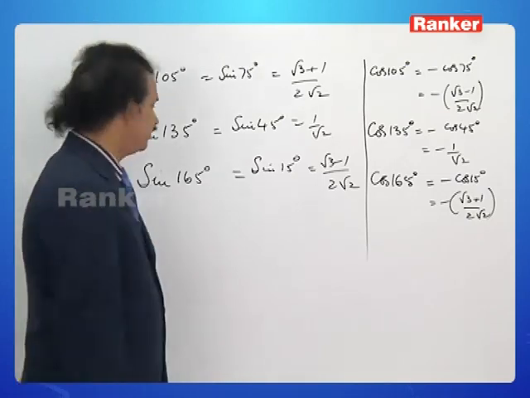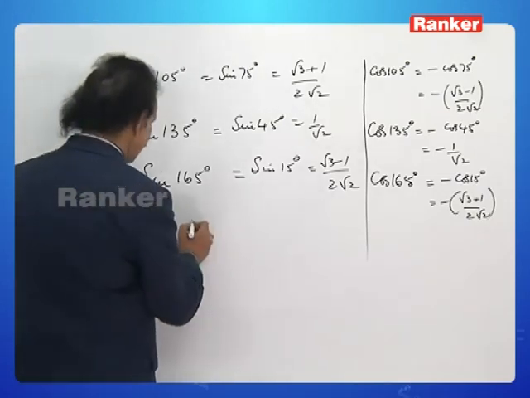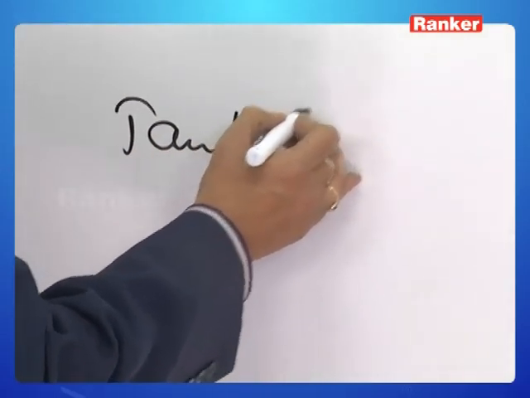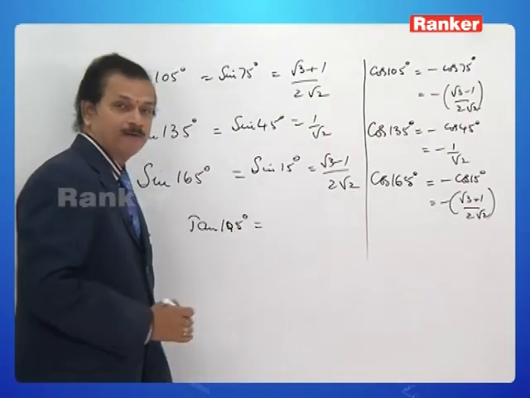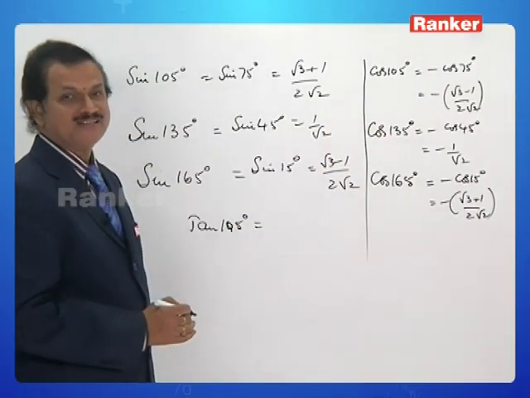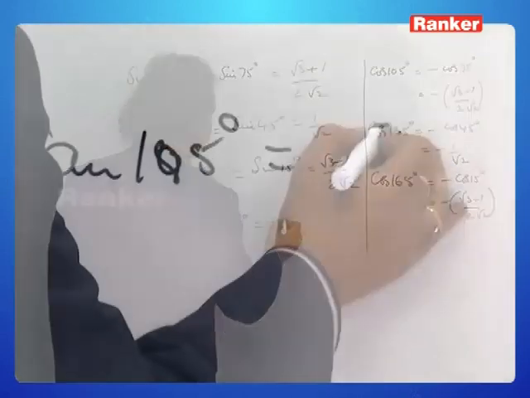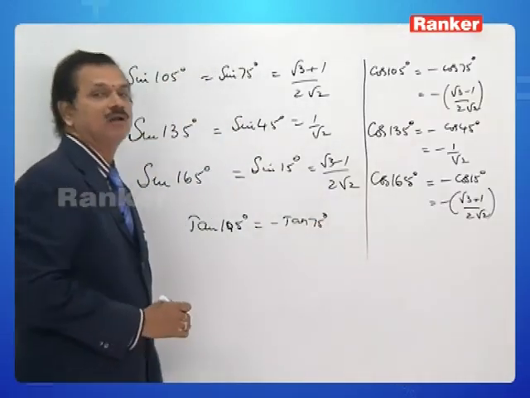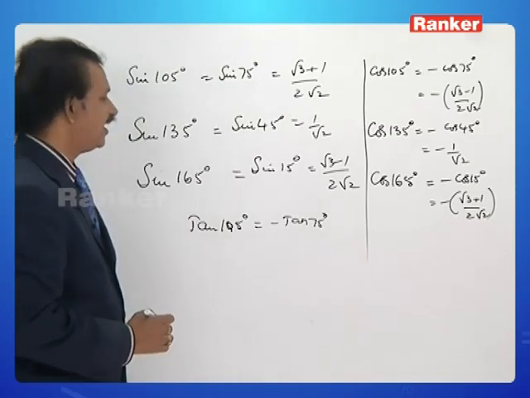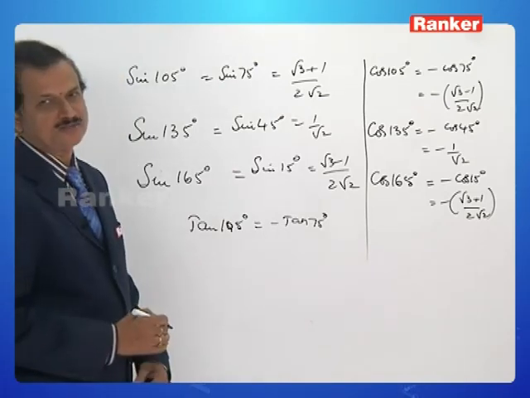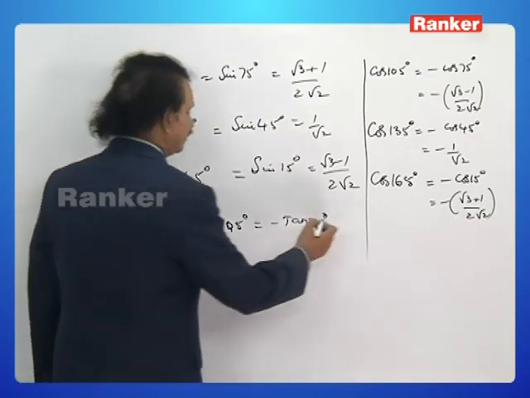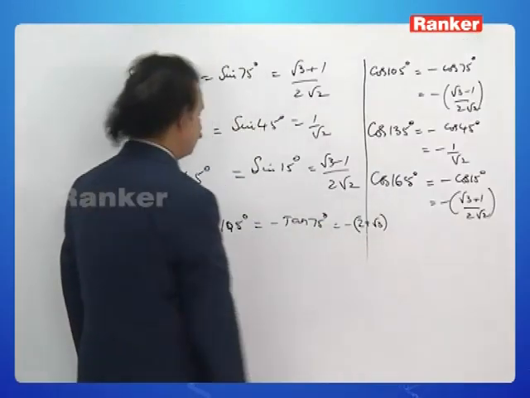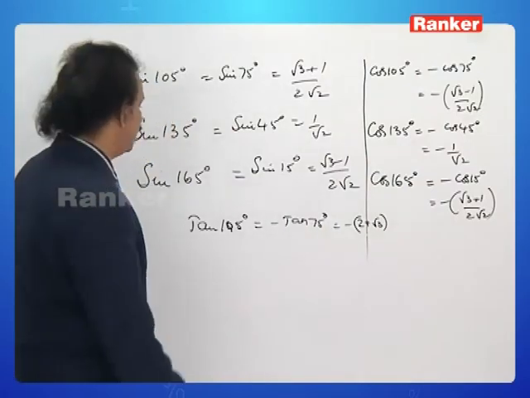Why not? You can. What is tan 105? Tan 105 degrees is nothing but minus tan 75. Why is it minus tan 75? 105 degrees and 75 degrees are supplementary. Therefore, tan A is equal to minus tan B, isn't it? Well, so this is nothing but minus of (2 plus root 3).